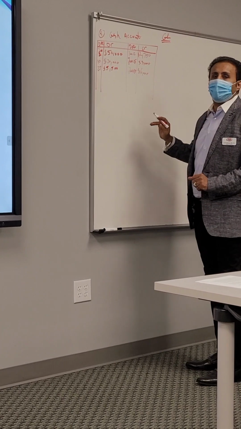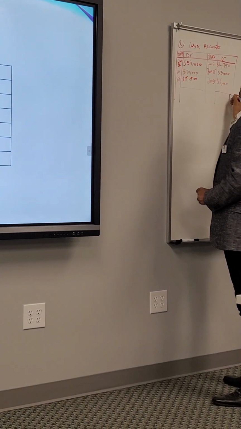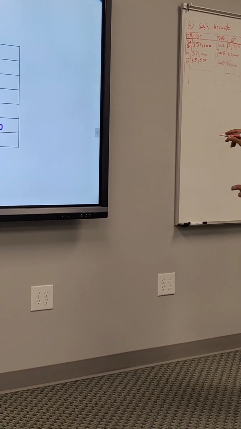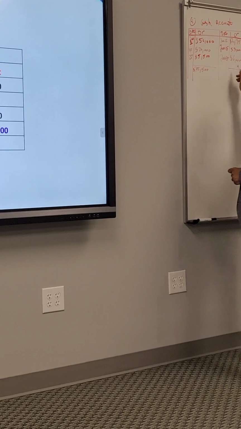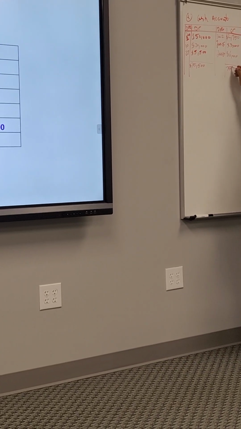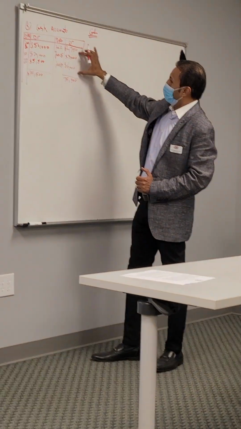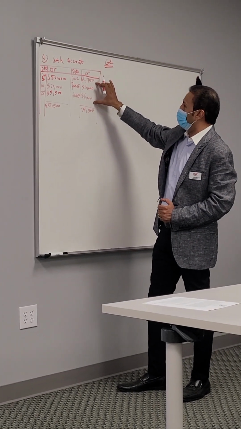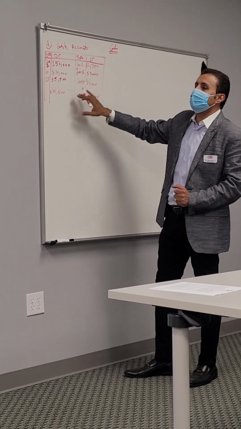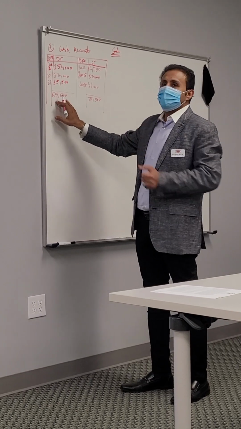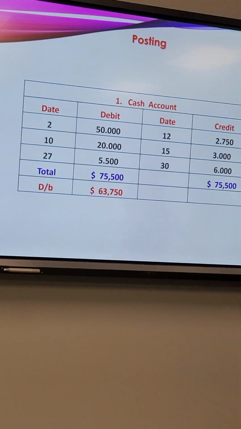And count how much your balance is. How much is my balance here and how much is my balance there? How much? 75,500. We have to record that here also, 75,500, and subtract the debit side from the credit side. We have to count how much the credit side is here. $11,750. Okay, $11,750 minus 75,500 will give us $63,750.